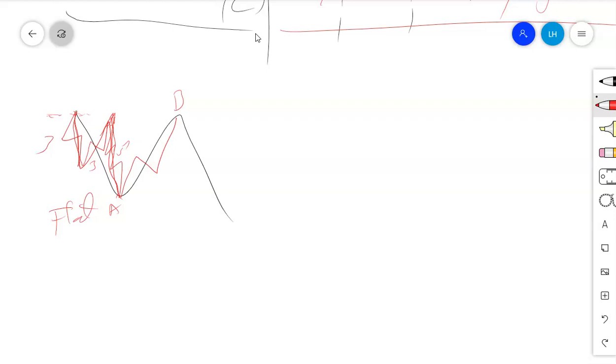This is flat. Now a zigzag is something like 1, 2, 3, 4, 5 to the top, 1, 2, 3 to the downside, 1, 2, 3, 4, 5 to the top. So it is 5, 3, 5. This is what we call a zigzag. But 3, 3, 5, this is what we call a flat. So make sure you be aware of those things.